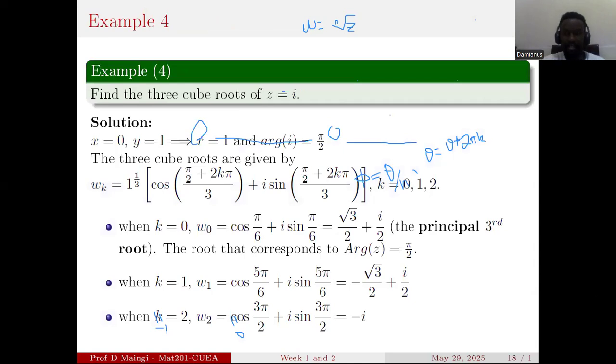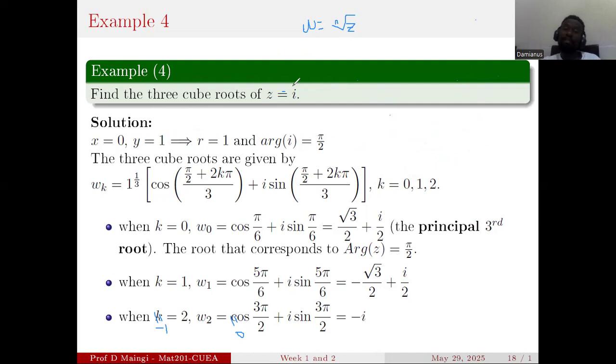I'm hoping this is the last slide, so I don't want to make this lecture pretty long. It's really, really long. So find the 3 cube roots of z equals i. Let me just remove this one and erase so that our slides can be clean as we move on. So example: find the 3 cube roots of z equals i. Okay, so you know what that means you need to do?